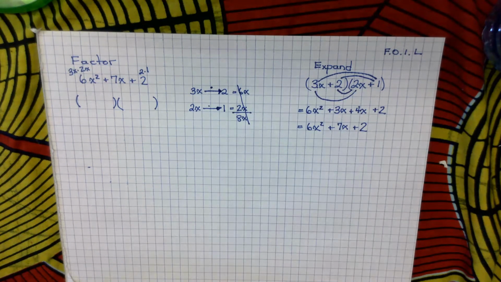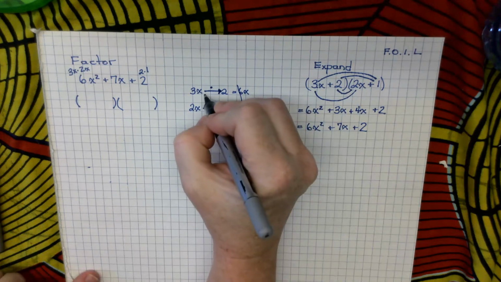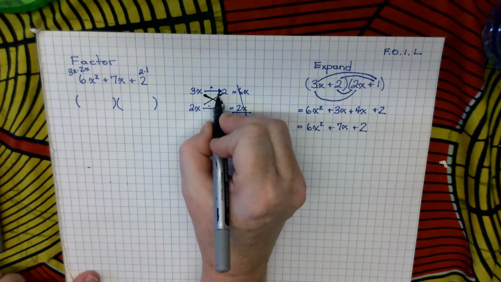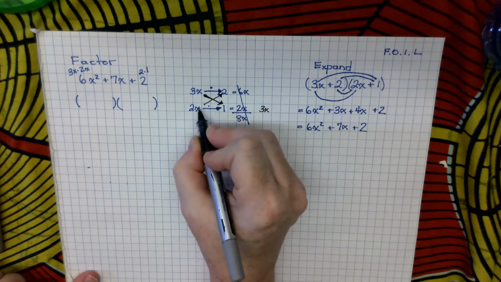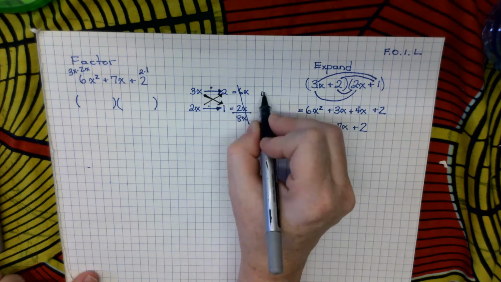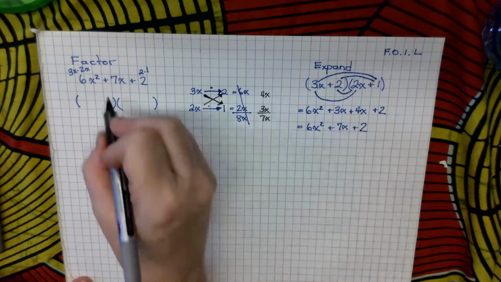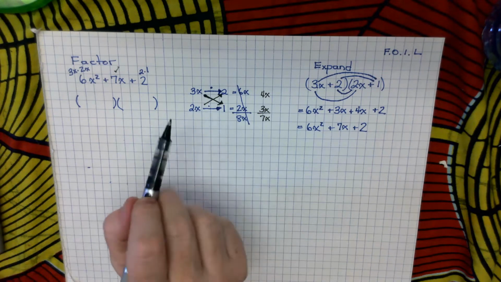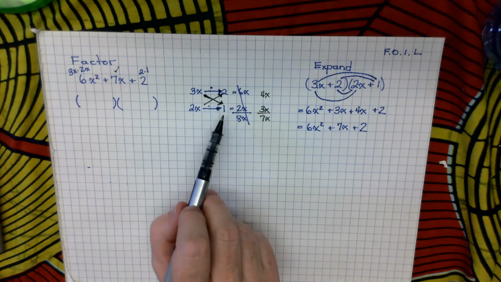So now this is where the cross comes in. Now I just want to multiply on a diagonal. Okay, so I'm going to do 3x times 1, which is 3x, and 2x times 2, which is 4x. And now 4x plus 3x is 7x. And if I look over here, that's exactly what I wanted. So I now know that these are definitely 3x and 2x, and then I need the 2 and the 1.